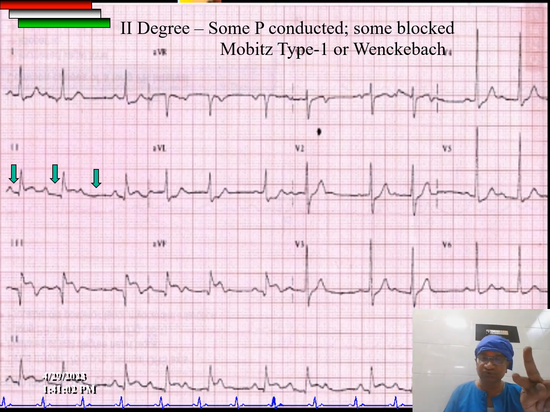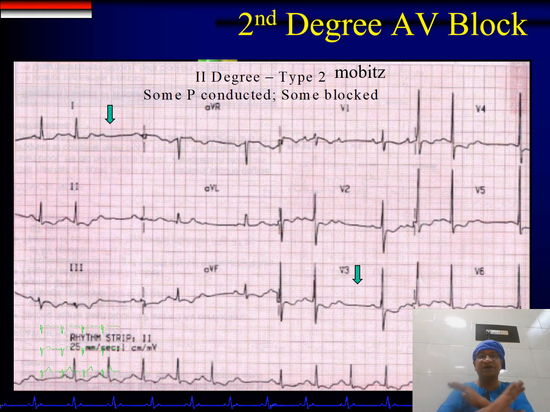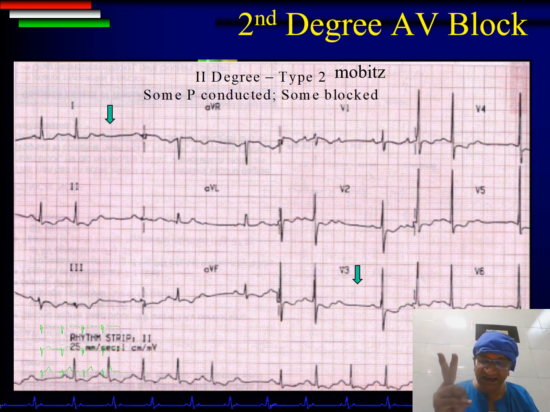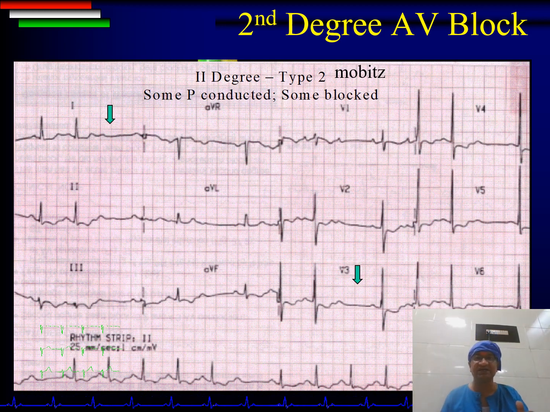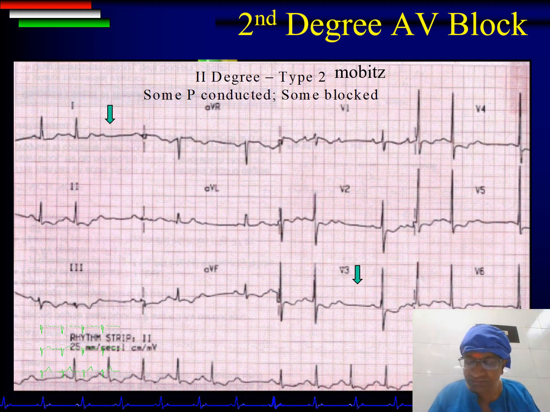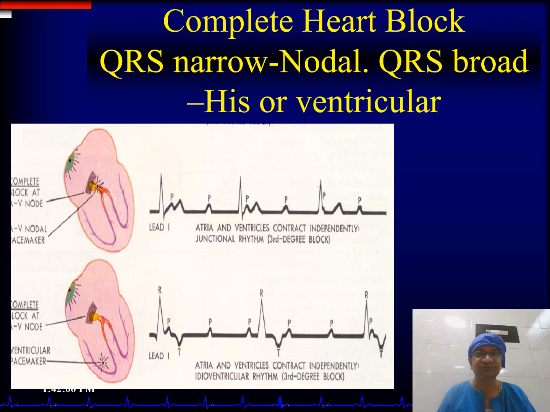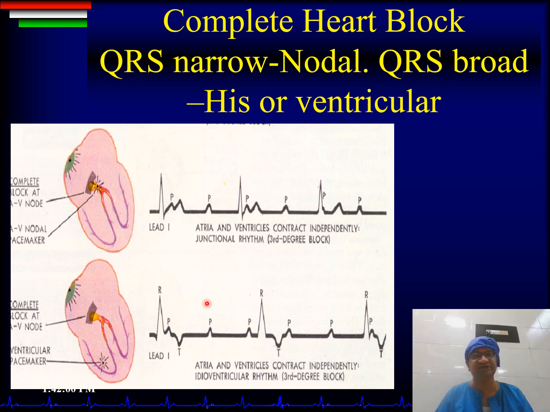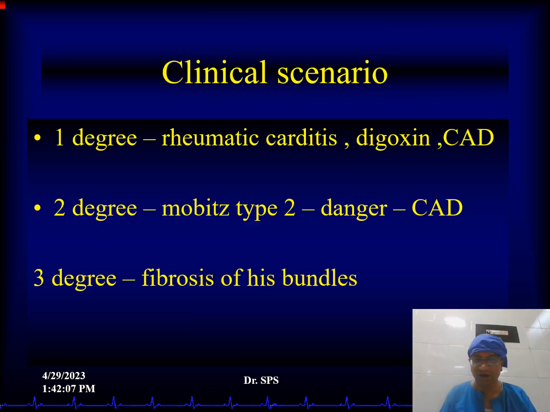But in type 2, that is not Wenckebach. Type 2 is more dangerous. There is no connection between this. Both type 1 and type 2 are second degree heart block. Why? Some P waves are conducted, some are not. Type 1 is slowly prolonging PR interval followed by a drop beat. In complete heart block, the QRS can be nodal, broad, His or ventricular. Here you can see complete heart block.